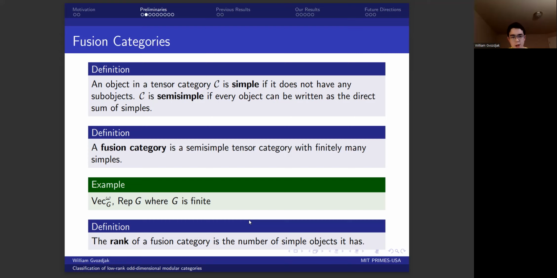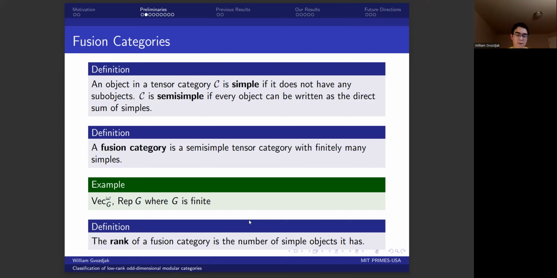So here I have two examples that parallel the examples that we had for tensor categories. Again, we have the category of G-graded vector spaces with a 3-cocycle omega, and the category of the representations of a group G. But now we require that our group G is finite, so that we satisfy this condition that there are finitely many simples in a fusion category.